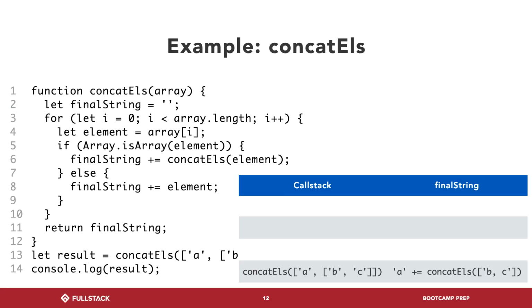Let's go to the next element. The next element says, oh, because the next element is an array, why don't we add concatAll of this B and C array to you? Well, okay, that's cool, but I need to figure out now what concatAll of B comma C is. So now we add this concatAll B comma C to our call stack, and this second concatAll is going to have its own version of final string, right?